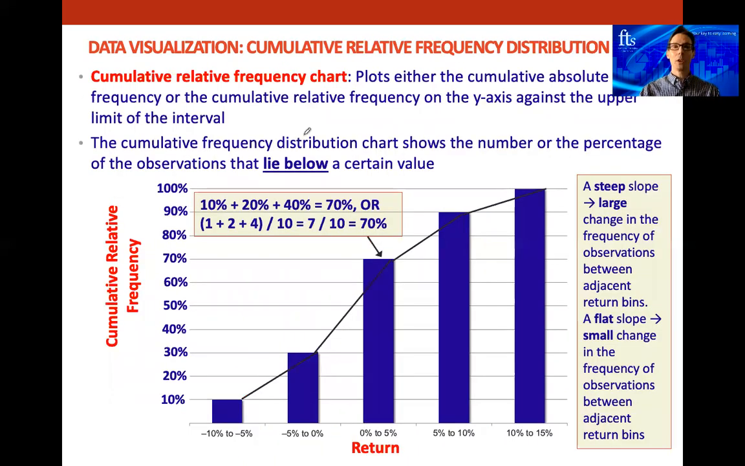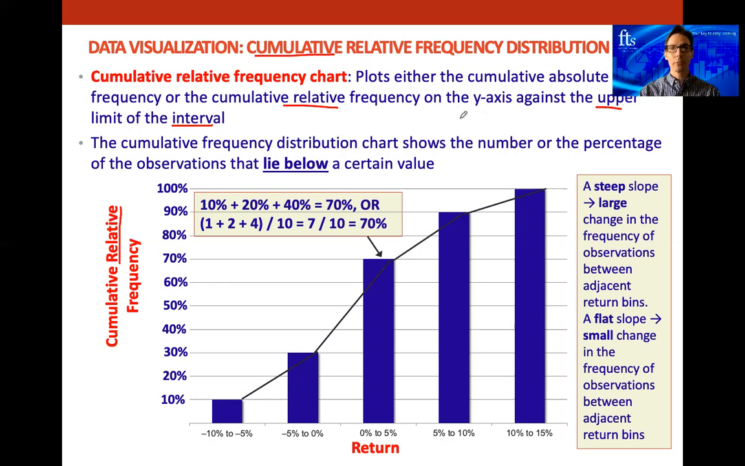Great. So now we're going on to the cumulative relative frequency distribution chart. What this does is plot either the cumulative absolute frequency or the cumulative relative frequency on our y-axis, our vertical axis, against the upper limit of each interval. Remember with cumulative, like we discussed in the previous class, we add up as we go from the first bin up to the last bin. So now we're doing it for our cumulative relative frequencies, adding them up as we go from the first bin to the last bin.